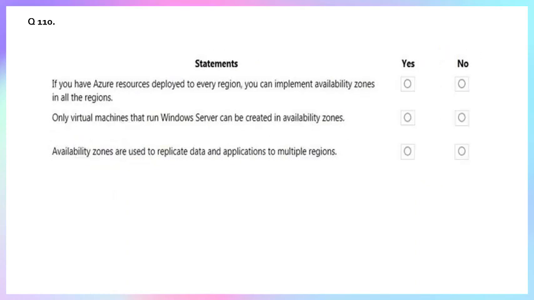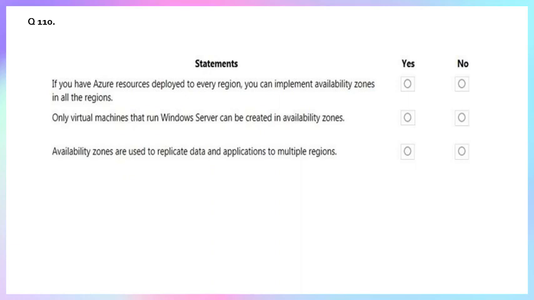Question number 110. This is also a statement-based question. In this, we have to select whether each statement is yes or no, meaning the statement is correct or incorrect. Statement 1 says if you have Azure resources deployed to every region, you can implement availability zones in all the regions. No, not all Azure regions support availability zones. Only specific regions have them. So statement 1 is false.